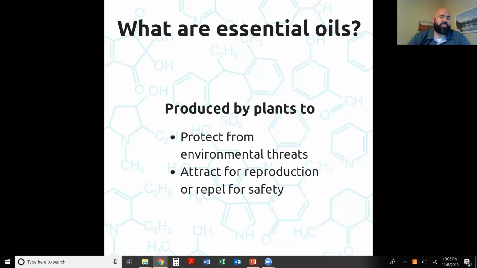Well, it's the leaves, the stems, the roots, seeds, and flowers of the different areas of the plant. But the essential oil, those little sacs that are inside of the plant, are there to help protect it from environmental threats, and also to help attract things like bugs and animals for reproduction, and to help repel and help with safety for the plants. So they are a pretty vital part of a plant and its ability to survive.